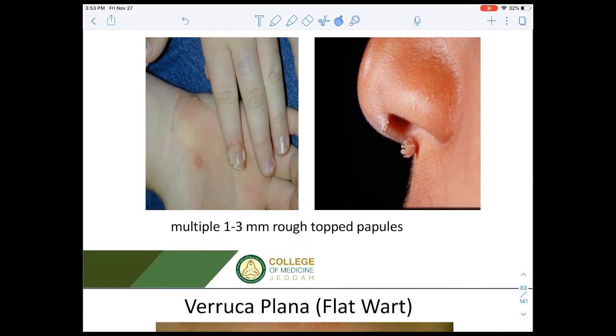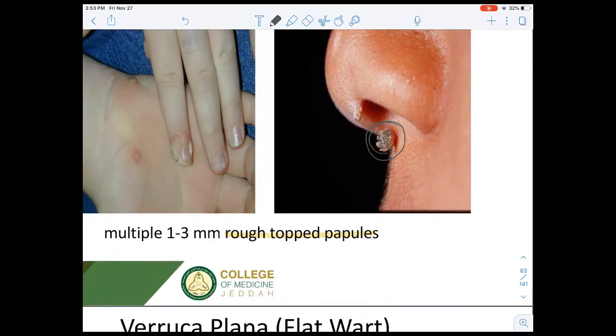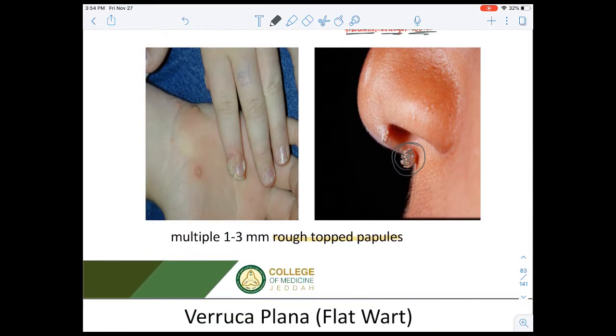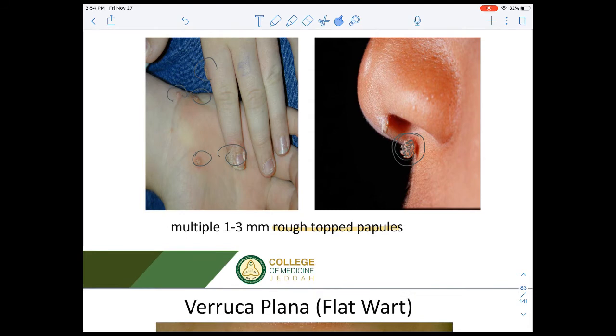Again, as we can see here, these are rough topped papules, and we can see the hyperkeratotic surface, a lot of keratin that is being produced on the surface. You can see that this is actually the common wart. That is because it's flesh colored and it's also smooth, and it enlarges and develops the hyperkeratotic surface. And then also we can see that these are a lot of warts, and the doctor has mentioned actually that this specific kind of wart is very difficult to treat due to one reason or another.